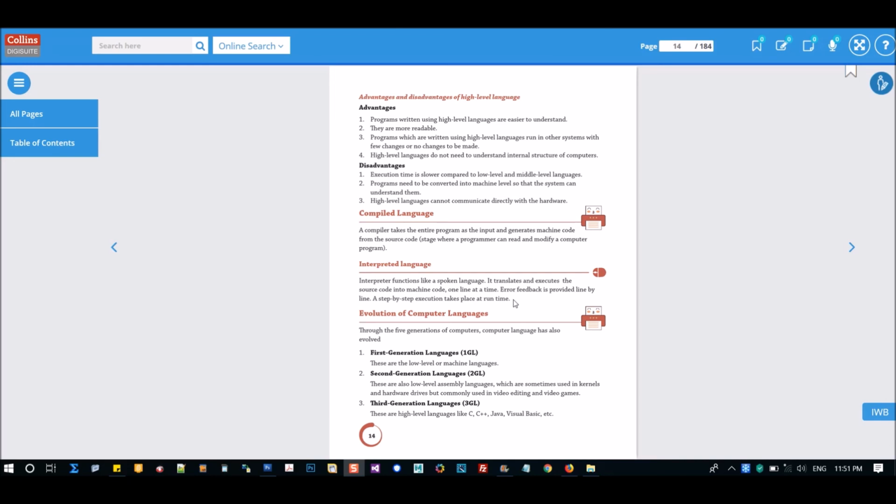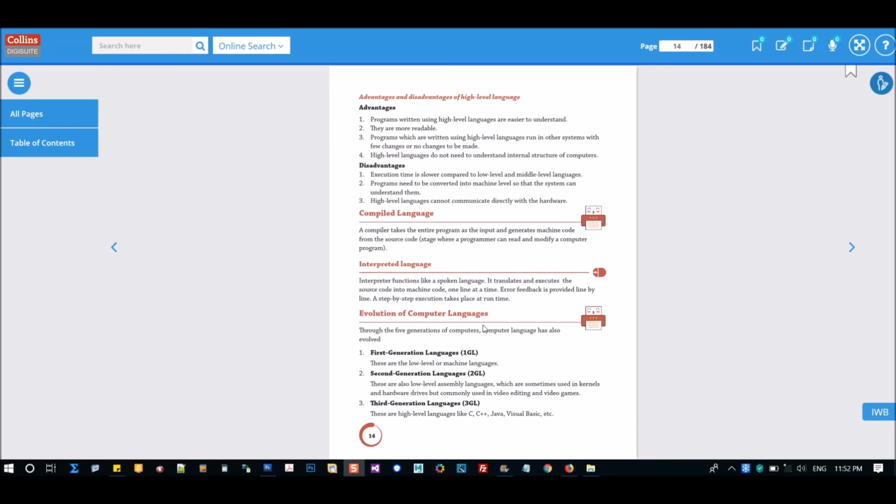But if there is any mistake, it will be pointed out by the interpreted language. Error feedback is provided line by line. So although it is slow, at the same time the mistakes will be pointed out easily by this interpreted language.